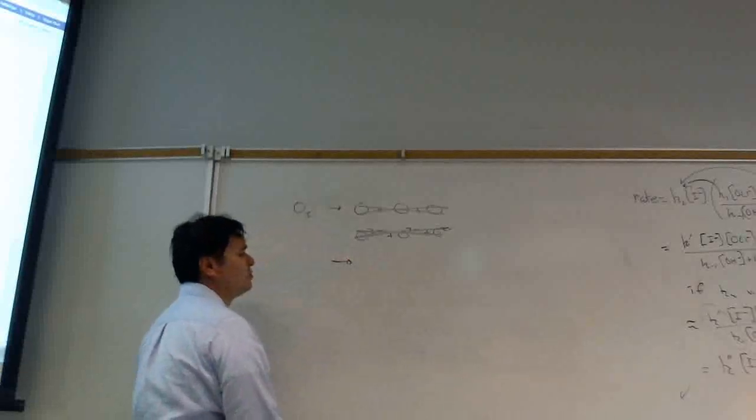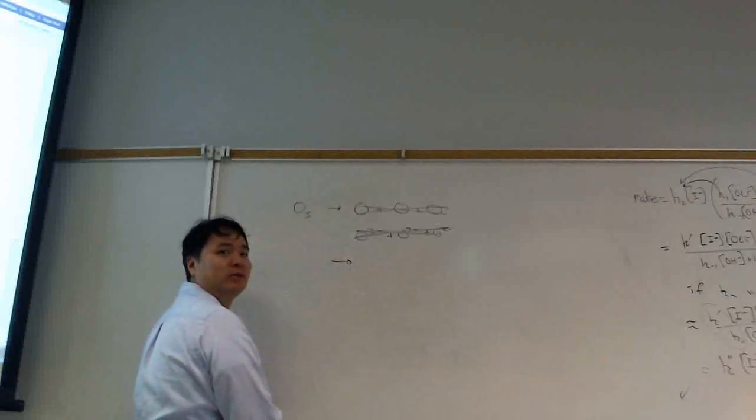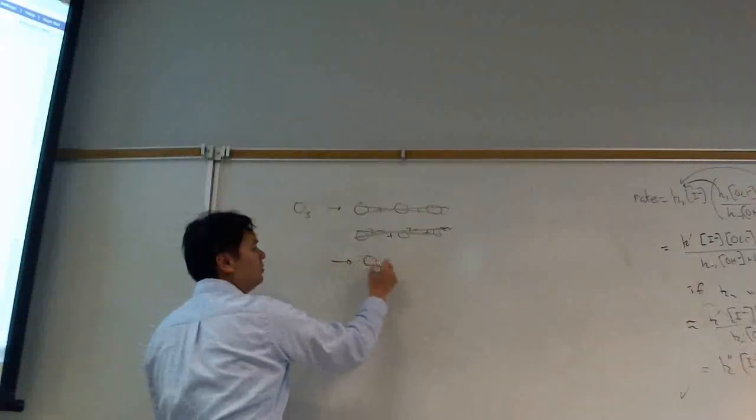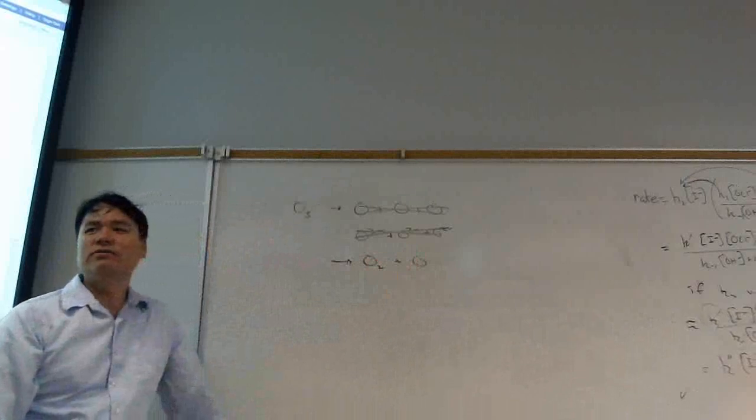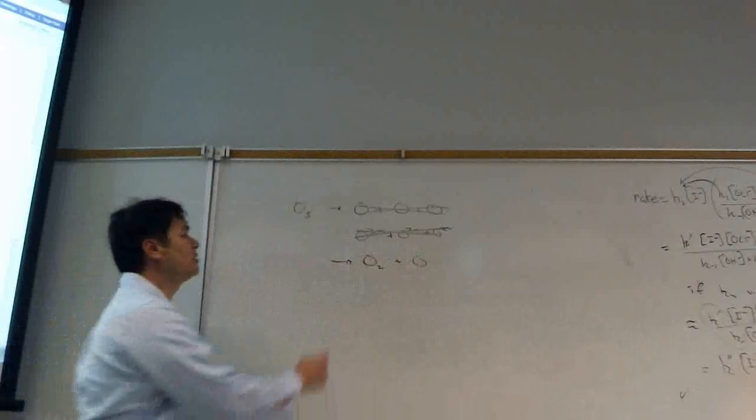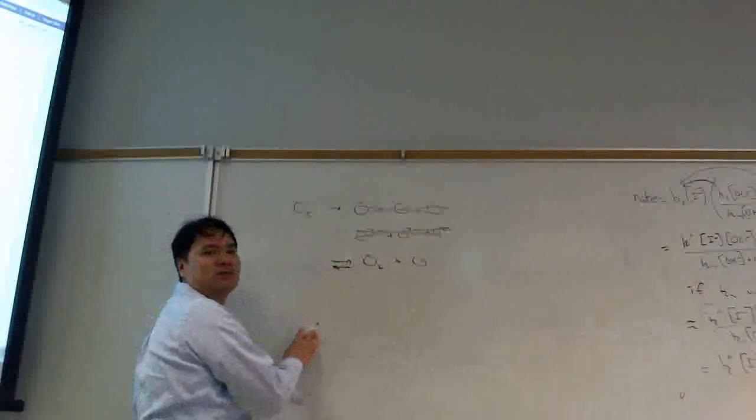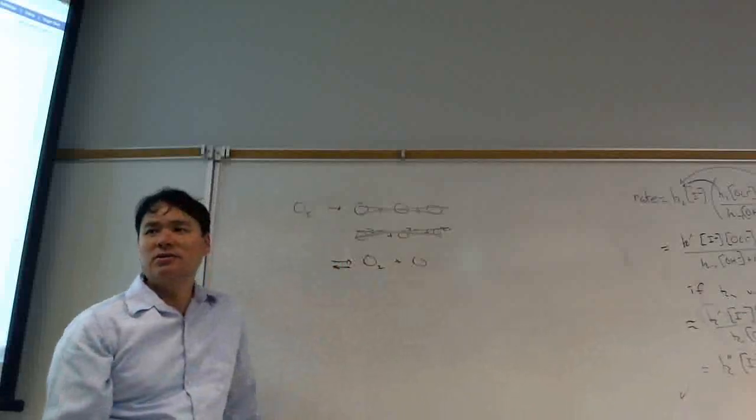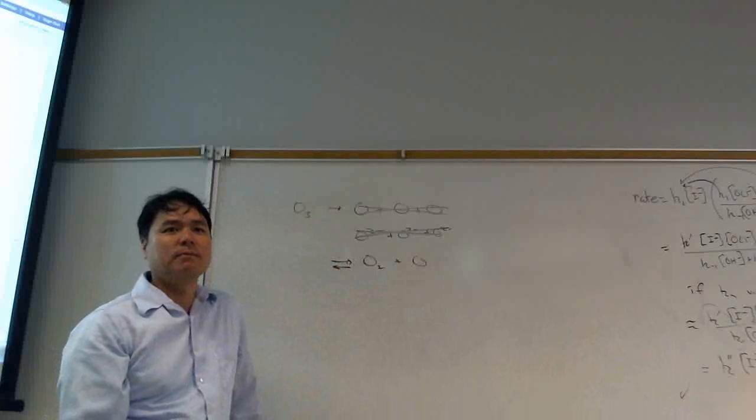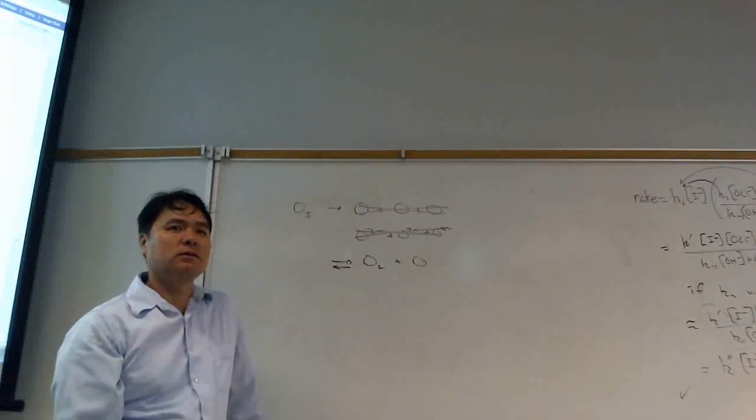But what you want is something that might look more familiar, would be O2 and atomic oxygen. That seems reasonable. Is ozone very stable? No, so this should be fast because ozone is not stable. And it could be reversed, because... And so that seems reasonable. And then what's your step 2?